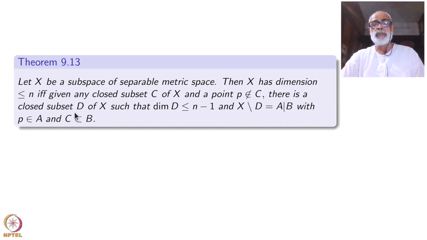Now here we throw away some closed subset, of course away from C and P. P and C you have to retain. So X minus D is A union B. A and B are both closed and both open inside X minus D, and P is inside A and C is inside B, or the other way around. So this is the generalized version of S2 now, you see. This is equivalent to having dimension n, just like S2 was equivalent to having dimension 0. Let us prove this one.